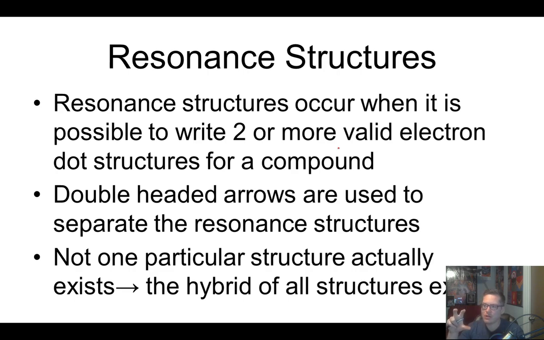If you have a molecule that has more than one possible valid structure, then we have to write resonance structures out. In order to do that, we write each resonance structure by itself and then separate them with a double-headed arrow, an arrow that looks like this. That's to separate those resonance structures. The trick is that when you have resonance structures, there isn't a particular structure that actually exists. It's really a hybrid of all the different structures.